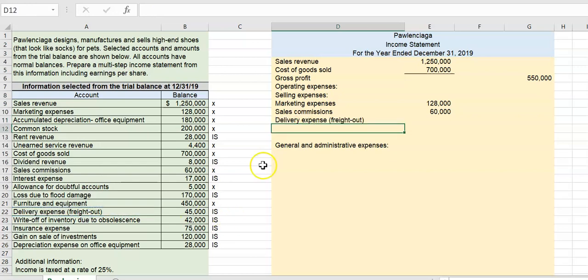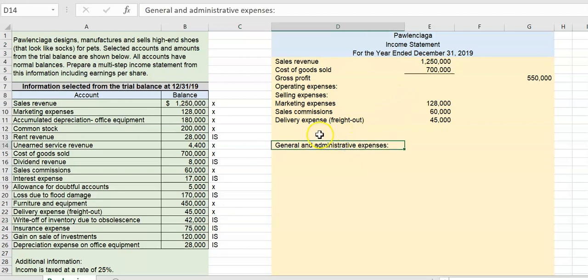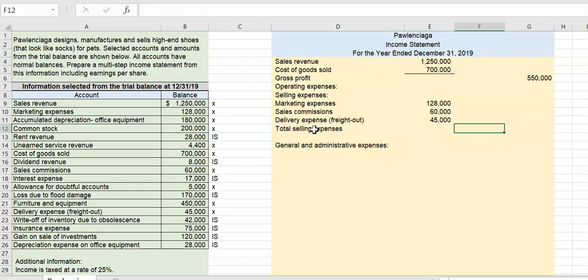And then let's plug this in. This is a cost associated with selling our items. We're picking up the shipping cost. Therefore, it's a selling expense. Okay, those are our only selling expenses in this example. So here I'm going to have to move up my header. I'm going to put in my total selling expenses and put this total here.